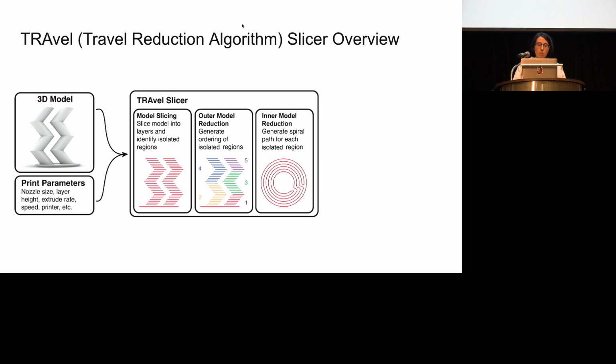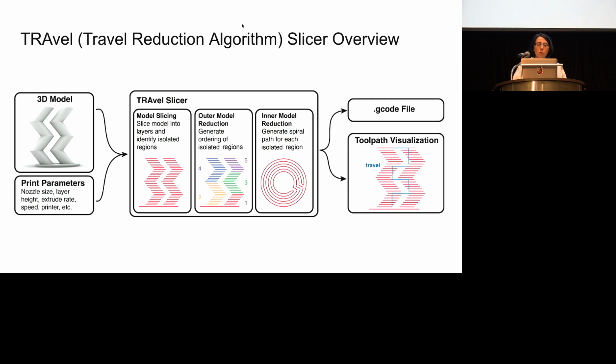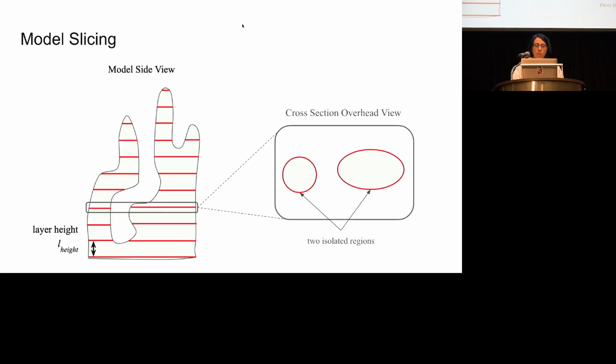It then passes these parameters and the model to the algorithm where, like a traditional slicer, it first slices the model into layers. And at this point, we diverge from a traditional slicer by generating a non-planar printable ordering of these isolated regions in outer model travel reduction. And once we have an order, we pass these isolated regions to inner model travel reduction to generate a space-filling continuous toolpath for each of them. The algorithm then outputs a visualization and a G-code file for the printer. I'll now step through Travel Slicer's algorithm and break it down a little further, beginning with model slicing.